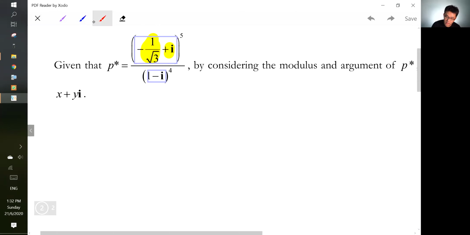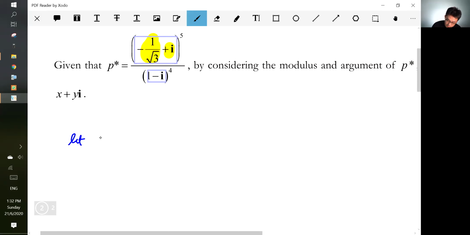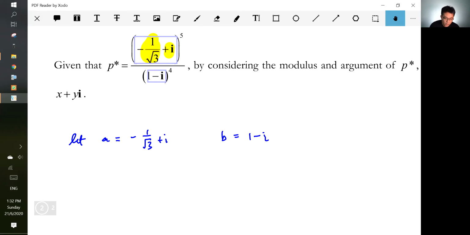This is complex. So let's say, let A equals minus 1 over root 3. This is easier, not so confusing. So I'll just bring this out first, right? Then B equals 1 minus i. Do that. Remember 1 to root 3, 1 to 1. You can find the exact argument, okay?